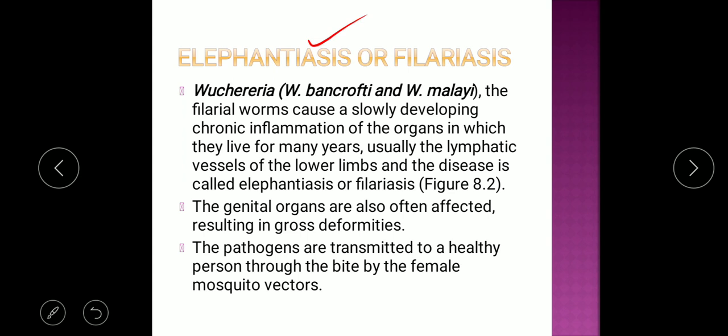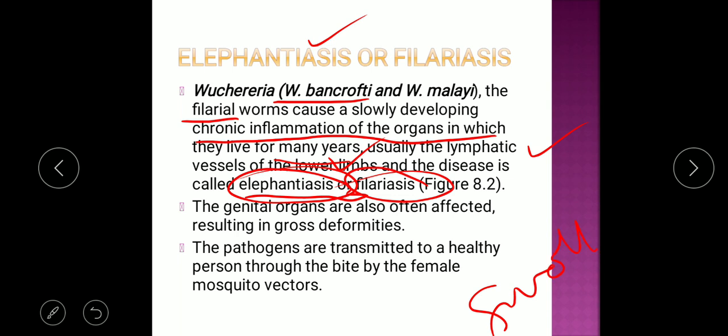Now come to elephantiasis, or filariasis. Wuchereria bancrofti and Wuchereria malayi are the two filarial worms. They cause chronic inflammation of the organs in which they live for many years, like lifetime inflammation. The lymphatic vessels of the lower limbs swell, and the disease is called elephantiasis. The lower limbs become inflamed or swollen due to lymphatic vessel enlargement caused by the presence of Wuchereria bancrofti and Wuchereria malayi. The genital organs might also be affected, resulting in gross deformity.